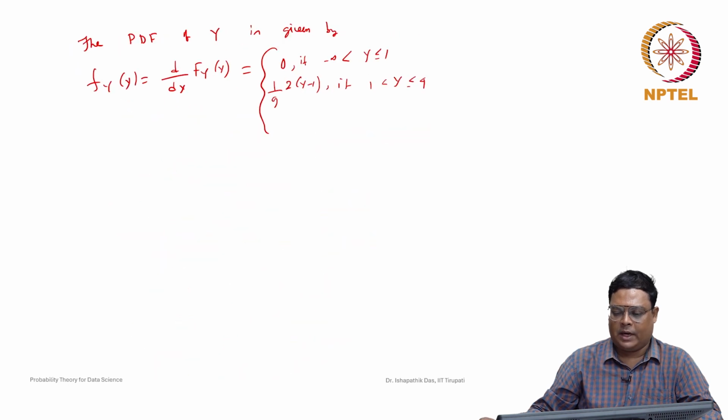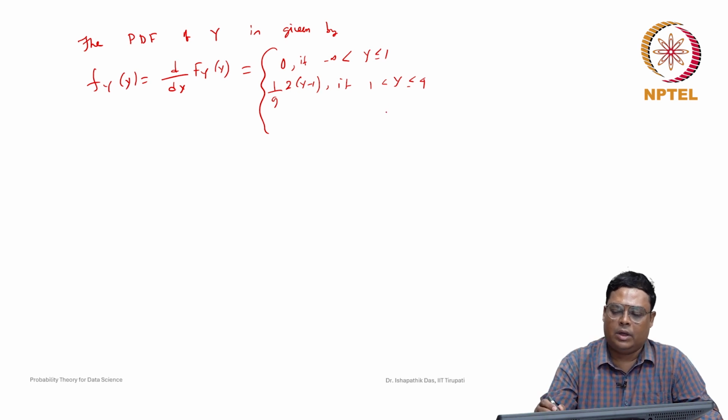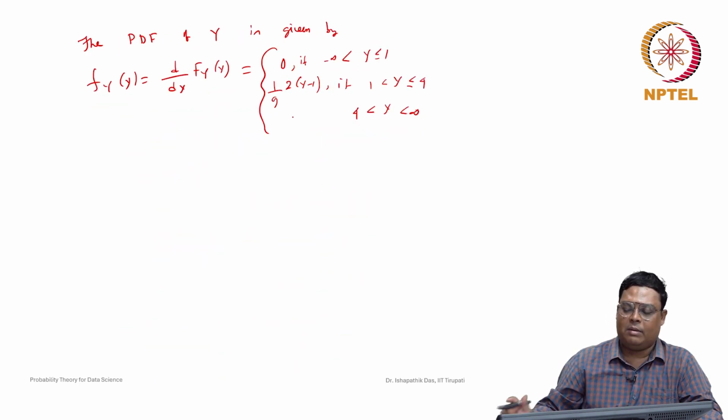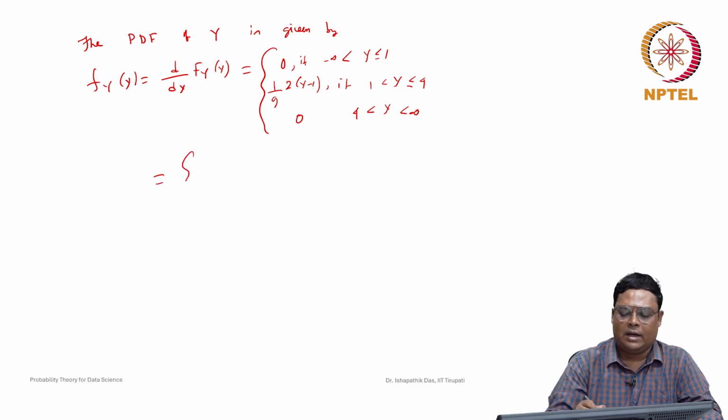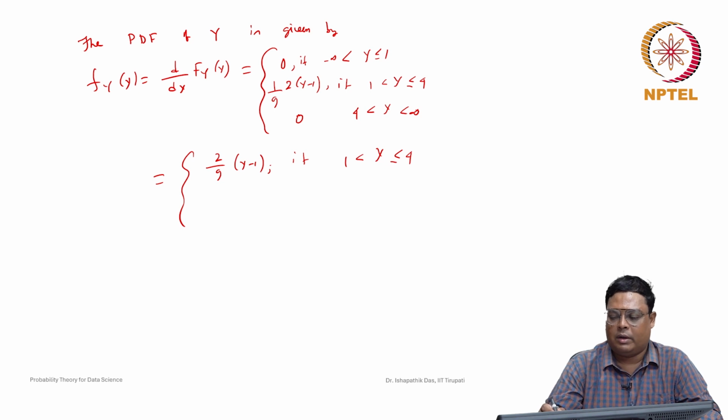And then at 4, the value will be (4 minus 1) is 3, 3 into 2, 6 by 9. Now for y greater than or equal to 4 and less than infinity, it is a constant, so if you take the derivative, this value will be 0. So for simplifying, we can write that it is 2 by 9 (y minus 1) if y is between 1 and 4. Since it is a continuous random variable, whether you write equal or not equal, strictly less than is fine, and it is 0 for any other cases.